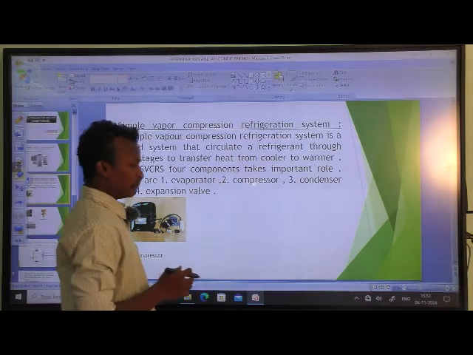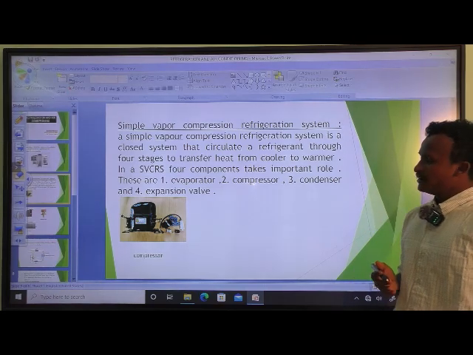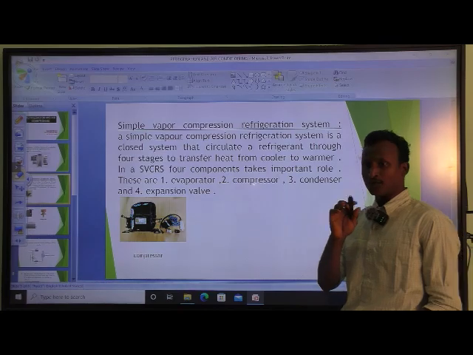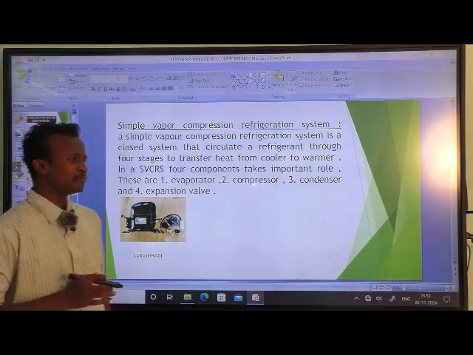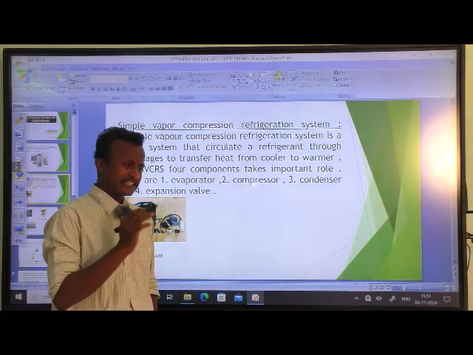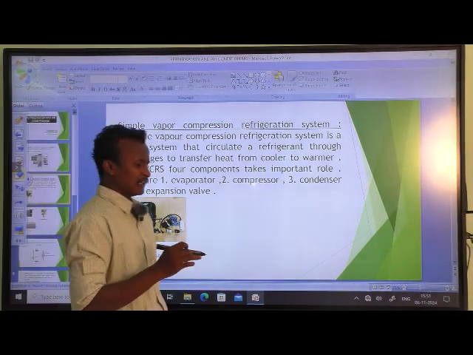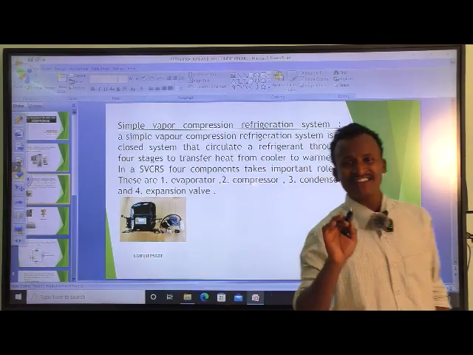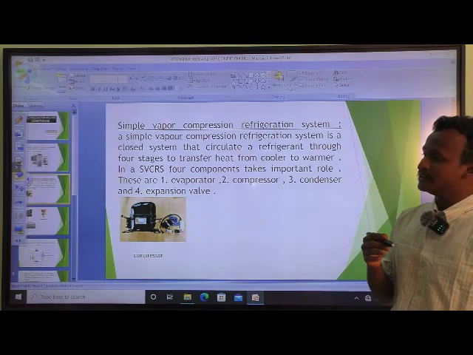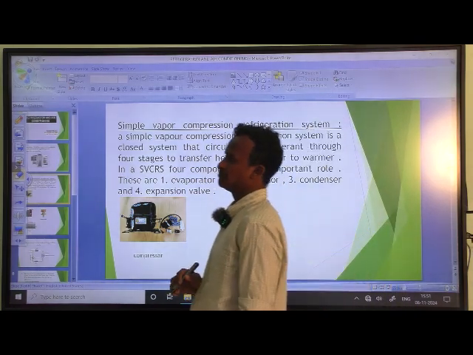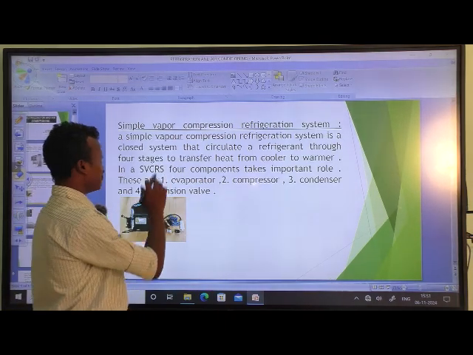So, as I told you, refrigeration is of two types. One is the simple vapor compression refrigeration system, and another is the simple vapor absorption refrigeration system. Basically, my dear students, in a refrigerator, in our fridge, we use the system called the simple vapor compression refrigeration system.